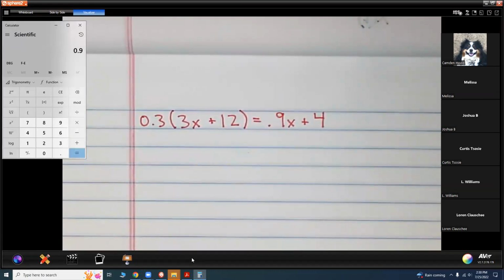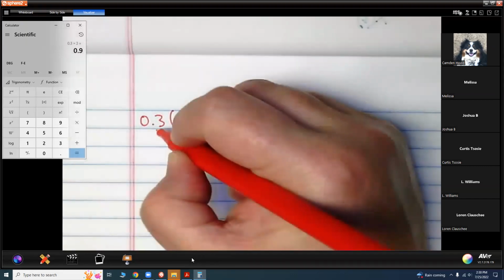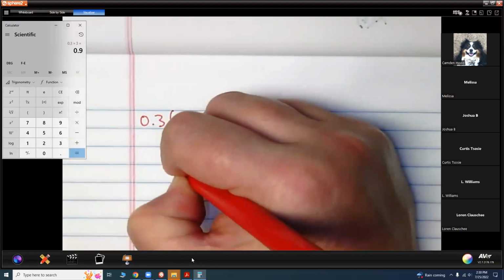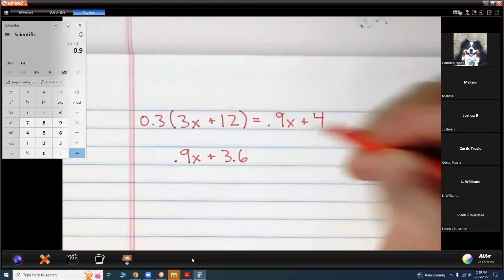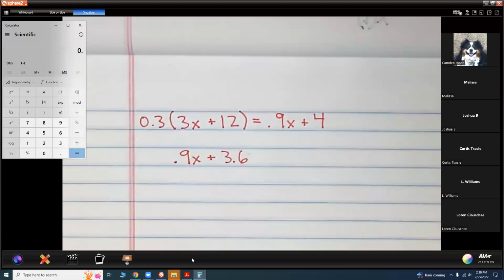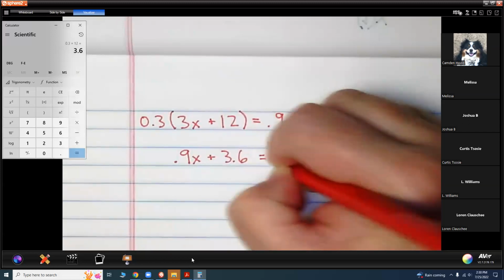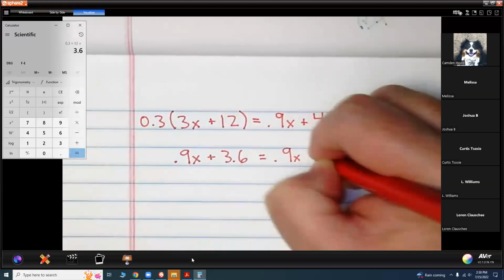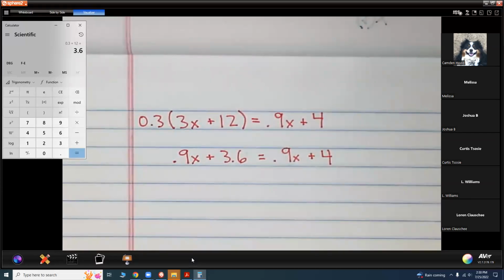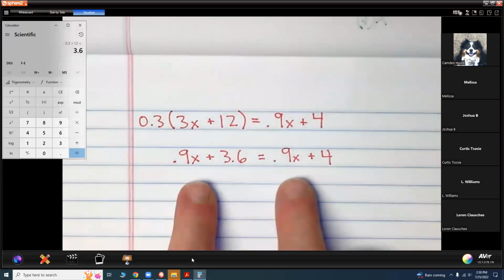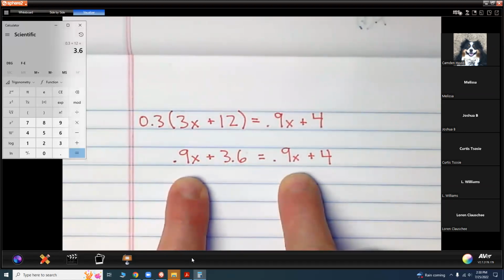I think this is going to be 0.9, right? 0.3 times 3, yeah. Okay, so 0.3 times 3 gives me 0.9x plus, sorry, 3.6, because it's 0.3 times 12, equals 0.9x plus 4. Okay, so of course we've got 4 terms. Hopefully everyone can see the 4 terms. These are like terms. So of course I want to combine them.